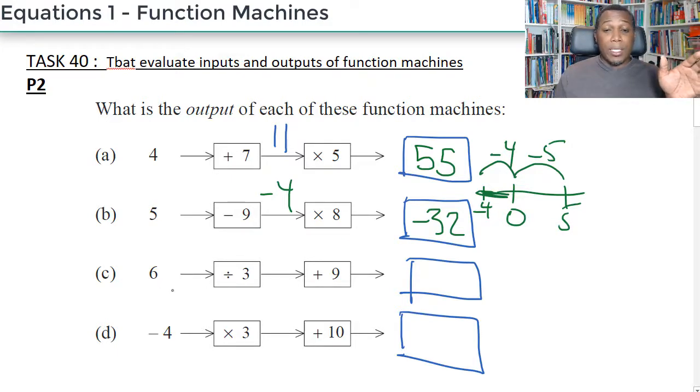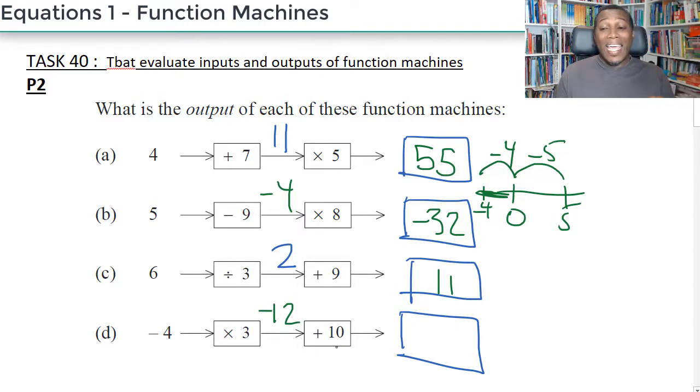Right, let's go on. Divide by 3. C. 6 divided by 3. If I divide by 3, I get 2. Then I have to add 9, and I should have been in my green pen. I get 11. Oh, yeah. And then D, -4. Times 3. One sign is negative, one sign is positive. The signs are different. 4 3s are 12, but because the signs are different, we have -12.